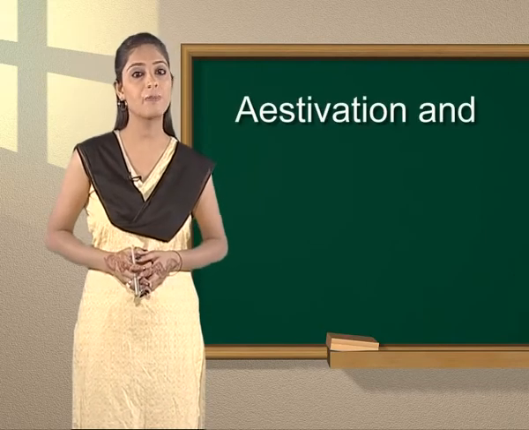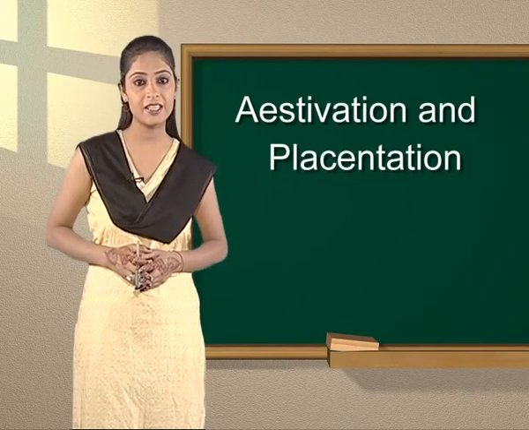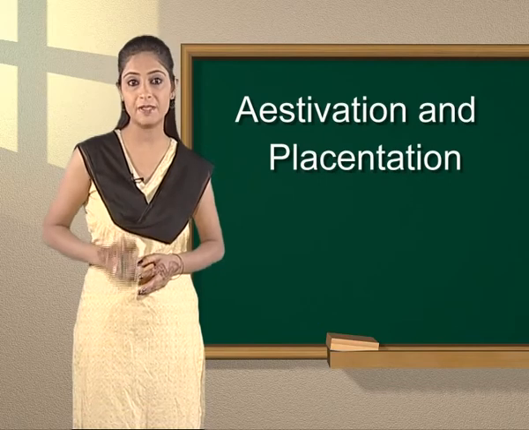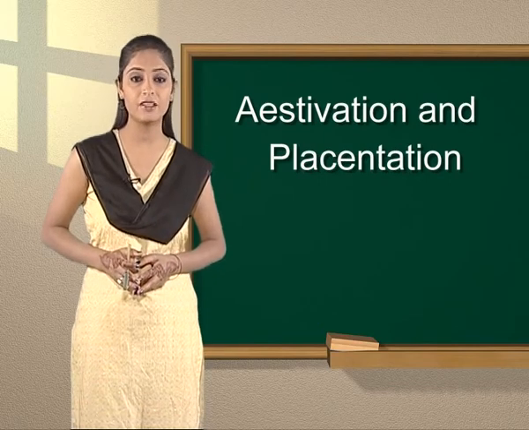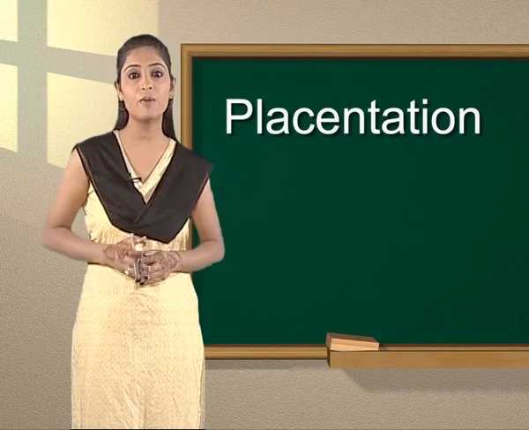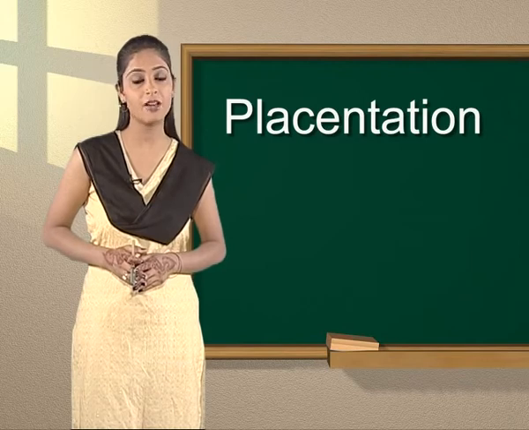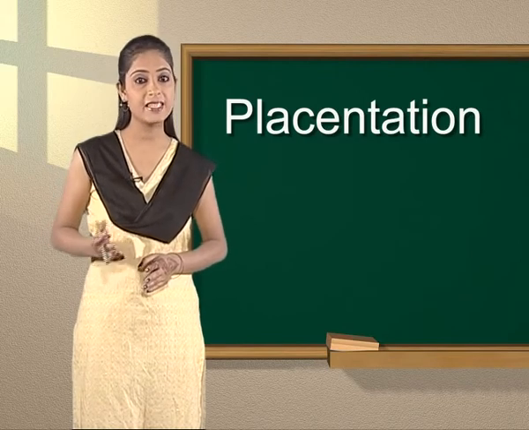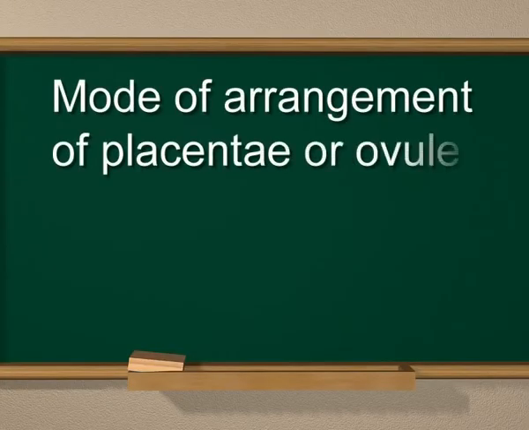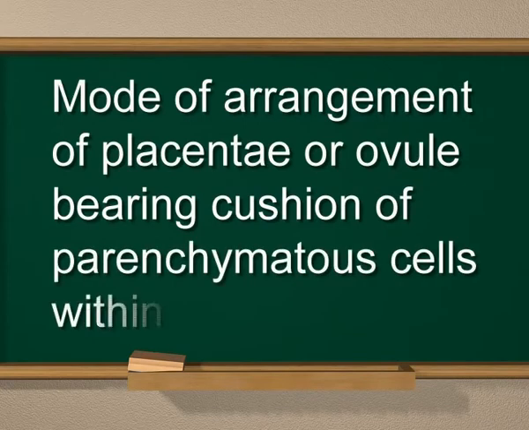The arrangement of placentae in the compound ovary of Angiosperms is characterized by the presence or absence of a central column in the ovary and by the site of attachment. So, the term placentation most commonly refers to the arrangement of placentae inside a flower or fruit. Placentation may be defined as the mode of arrangement of placentae or ovule-bearing cushion of parenchymatous cells within the ovary.